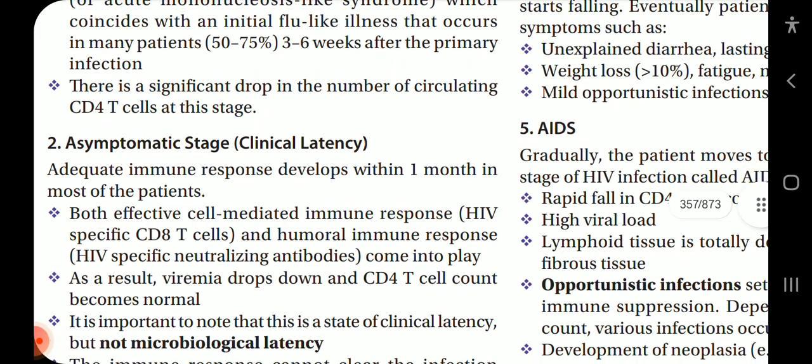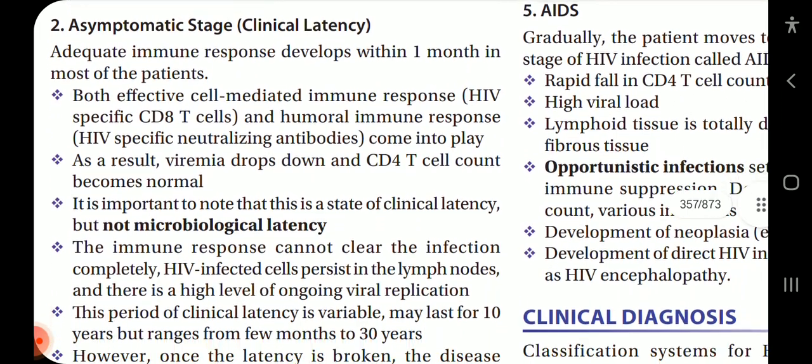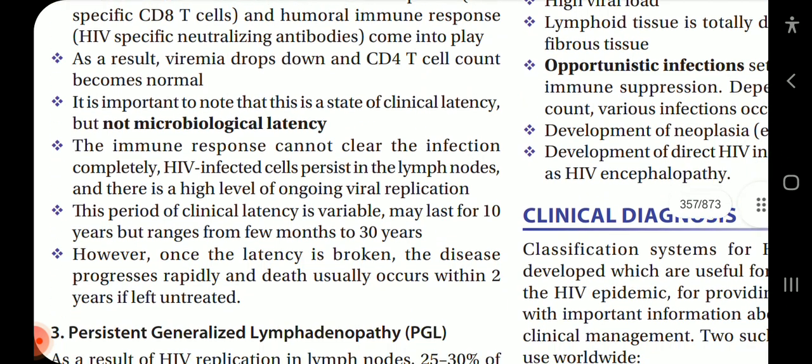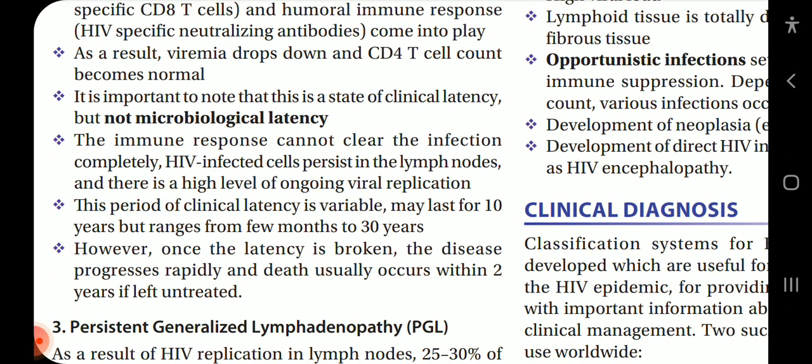Second, the asymptomatic stage or the stage of clinical latency. An adequate immune response develops within 1 month in most of the patients. Both effective cell-mediated immune response, HIV-specific CD8 T cells, and humoral immune response, HIV-specific neutralizing antibodies, come into play. As a result, viremia drops down and the CD4 T cell count becomes normal. It is important to note that this is a state of clinical latency but not microbiological latency. The immune response cannot clear the infection completely.